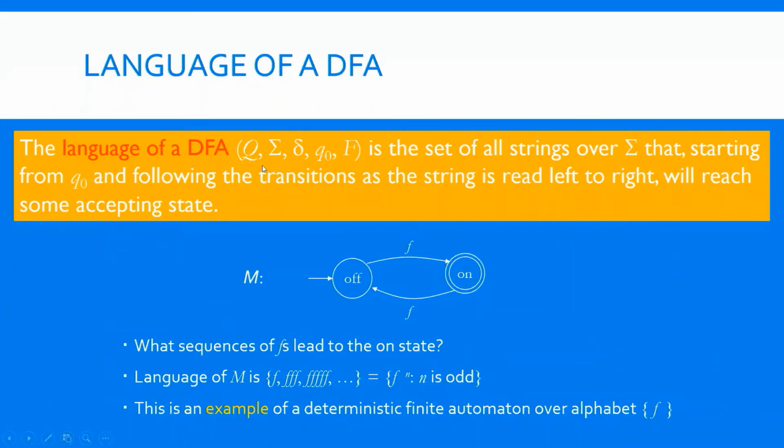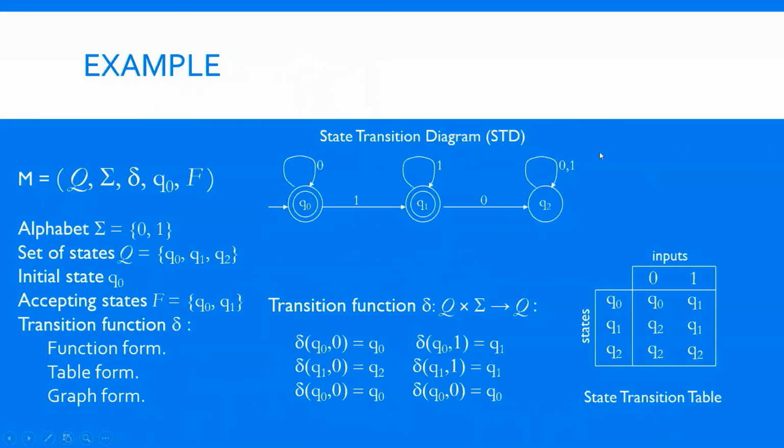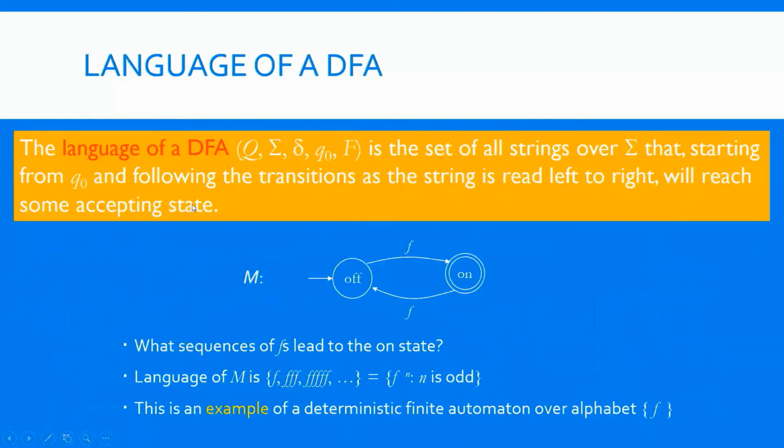The language of a DFA, which has 5 components Q, sigma, delta, Q0, F, is the set of all strings over sigma that, starting from Q0, the initial state, and following the transitions, the rules given, you read the string left to right, 0, 0, 1, one after another, and will reach some accepted state.